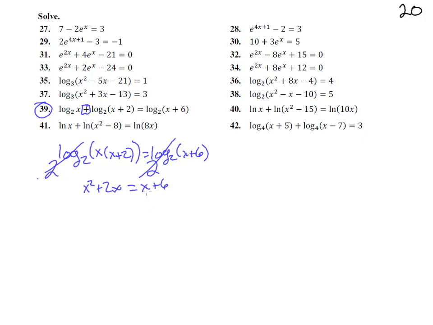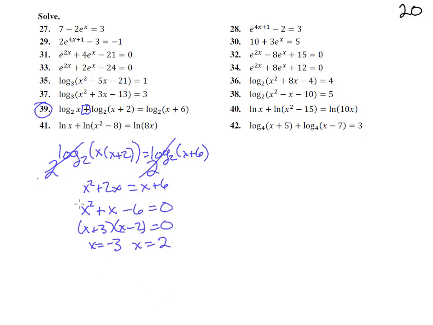Hey, we know how to solve this guy. Subtract, we get x squared plus just 1x if we subtract an x over, and subtract 6 over, and we get 0. So we can factor this to x plus 3, x minus 2, it looks like. And so we get x equals negative 3 and x equals positive 2.